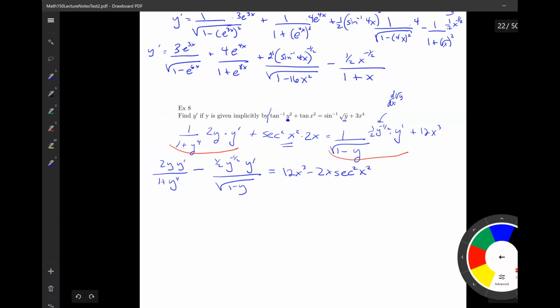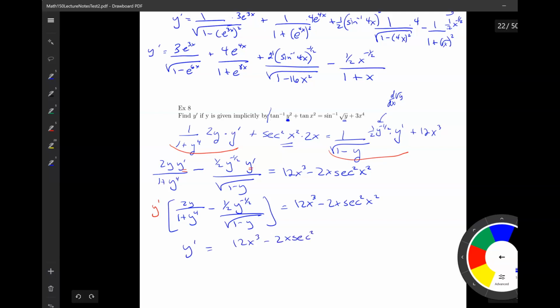All right, so let's factor the y prime out. So what I'm left with is 2y, and then minus 1/2 y to the negative 1/2. And this side carries along. And then divide through. Huge answer. Need lots and lots of paper. Minus 1/2 y to the negative 1/2 square root of 1 minus y.